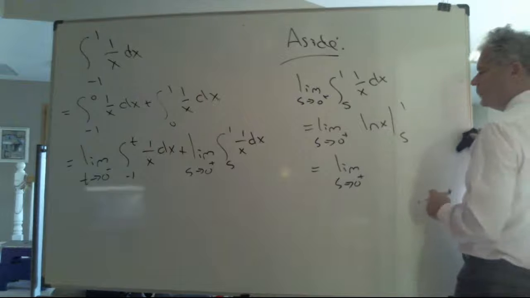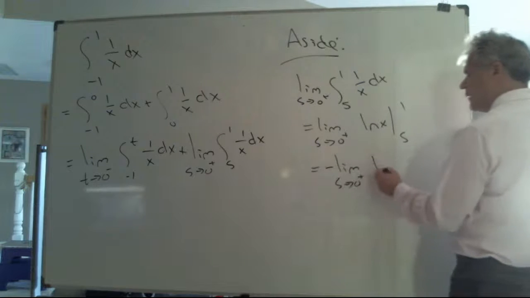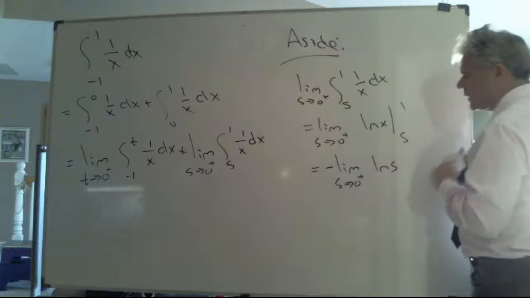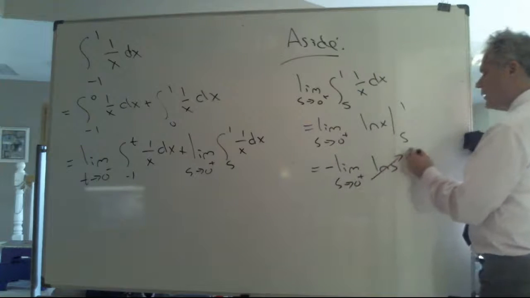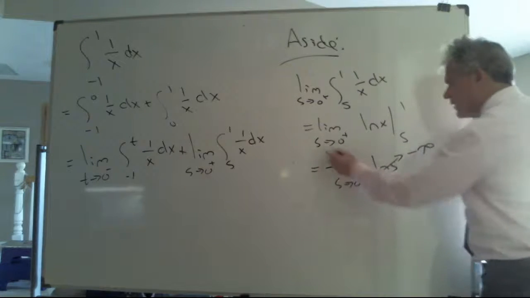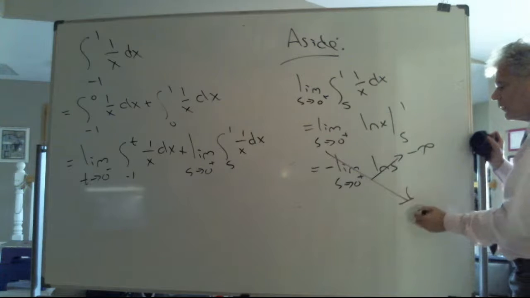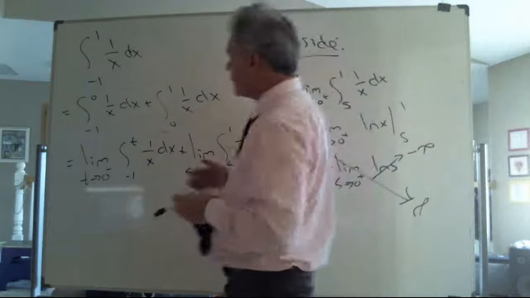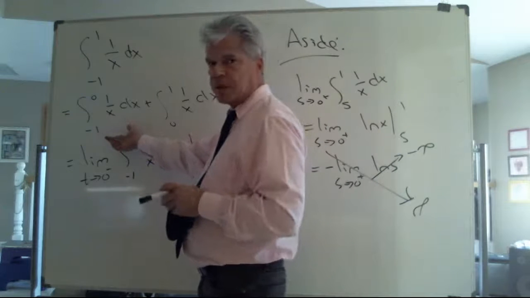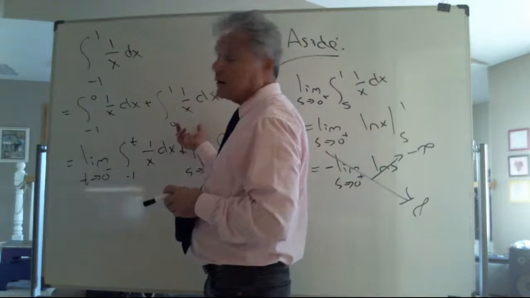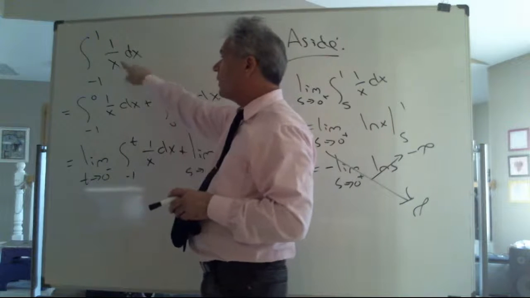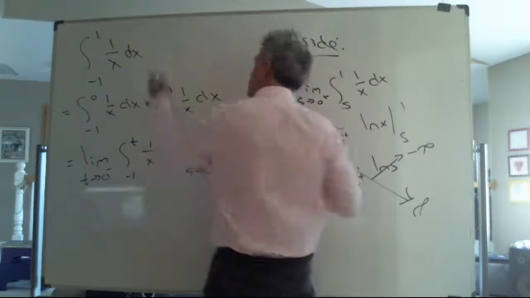Natural log of 1 is 0, minus natural log of s. But of course, as x goes to 0 from the right-hand side, this thing right here decreases without bound. So its opposite is going to increase without bound. That being the case, since this first improper integral, I misspoke, didn't I? Since the second improper integral diverges, then who cares about symmetry? That one there diverges.